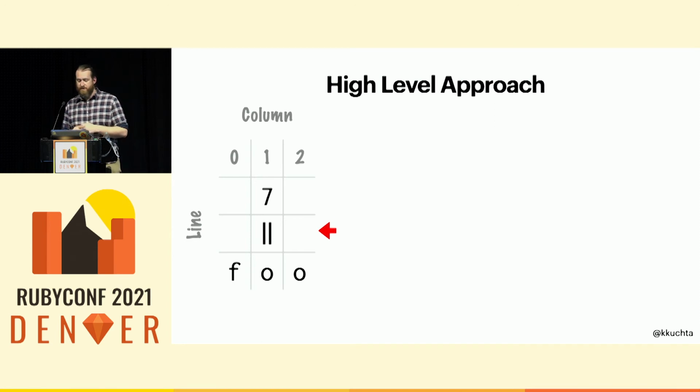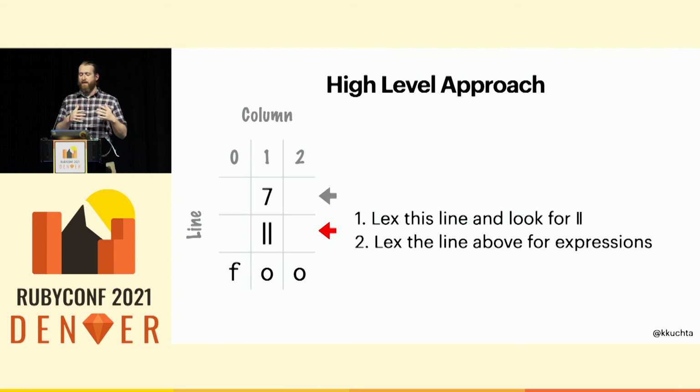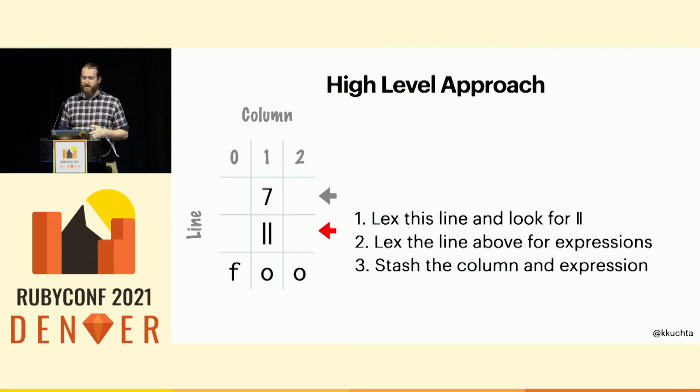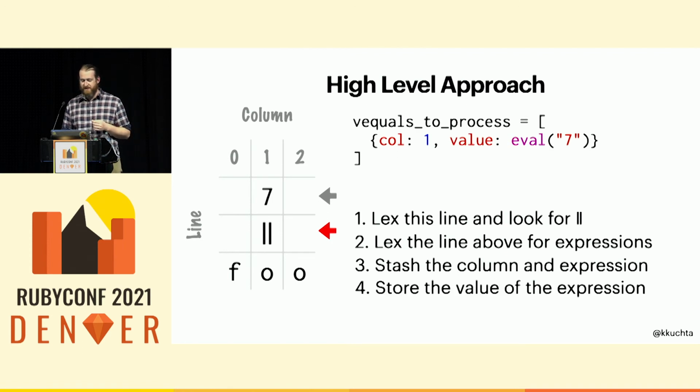Now in this line, when we hit this line in TracePoint, we're going to lex apart this line looking for any identifiers that happen to be our vequals operator. If we find them, we're going to back up a line and lex this line apart looking for expressions. We find one, we're going to stash the column and the expression that we found, and hey, we found a vequals operator on column 1 pointing to 7. But actually, we don't want the expression 7, we want the value that needs to be assigned. So let's turn that string expression into a value by just evaling it. Why not? The string 7 evals into 7, and great, we're done with this line.